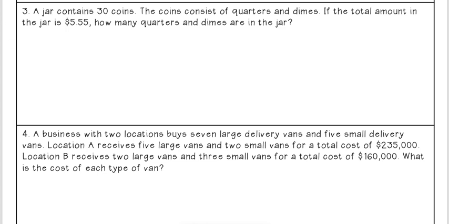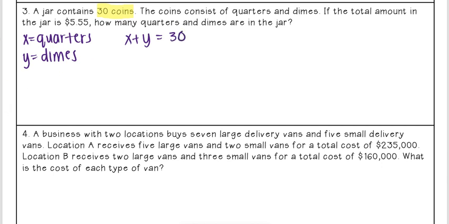Okay, so this one I'm trying to find the number of quarters and dimes, so I'm going to just allow x to be my quarters and y to be my dimes. I'm going to look for some totals. So first I know the jar contains 30 coins. We'll have x amount of quarters, y amount of dimes, so if I add those together, they should be 30.